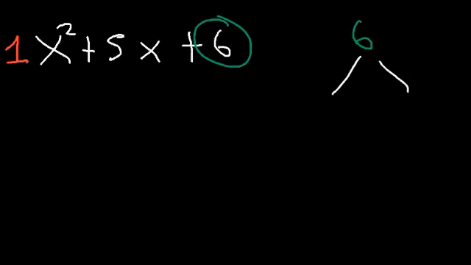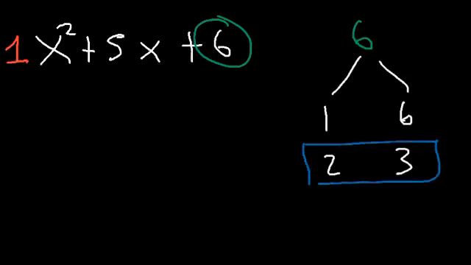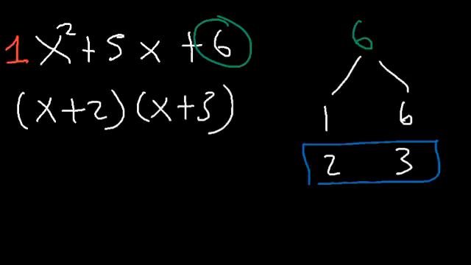So let's make a list of the numbers that multiply to 6. 1 times 6 is 6, 2 times 3 is 6. But only 2 plus 3 adds to 5, so we need to use 2 and 3. So the answer is going to be x plus 2 times x plus 3. That's not bad, is it?